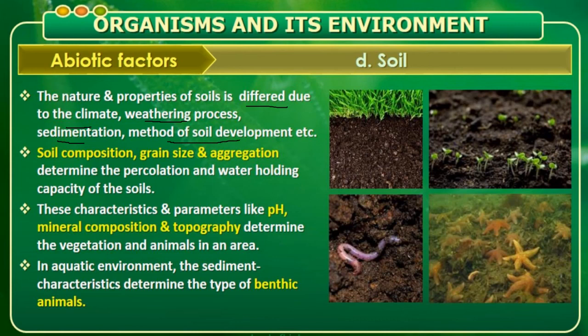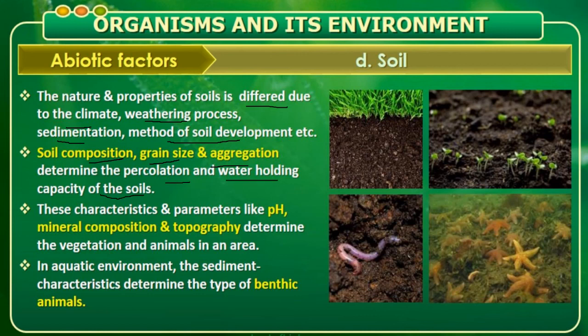Now, how is soil formed? When the rocks undergo weathering, and as the sedimentary rock undergoes weathering, we call it sedimentation. By that, the soil is formed. So that is how the soil differs due to the climate and the weathering process. Next, the soil composition: it depends upon the soil variation, the composition, the grain size, and the aggregation of the soil particles, which determine the percolation and water holding capacity of the soil.